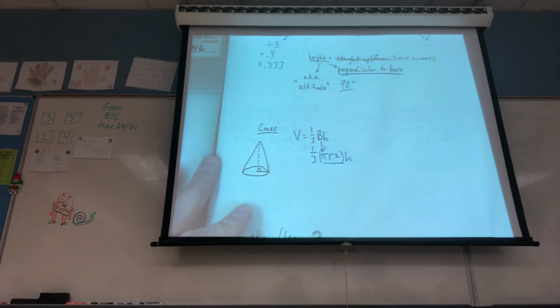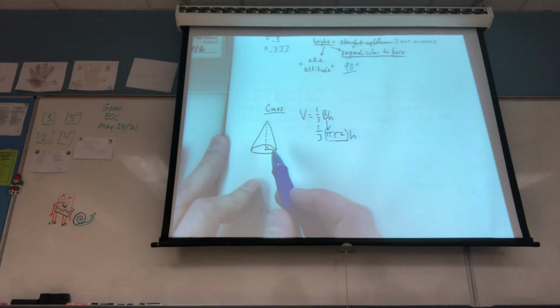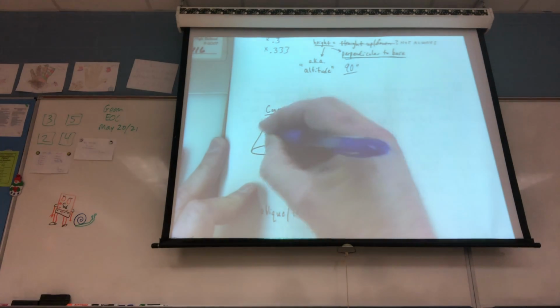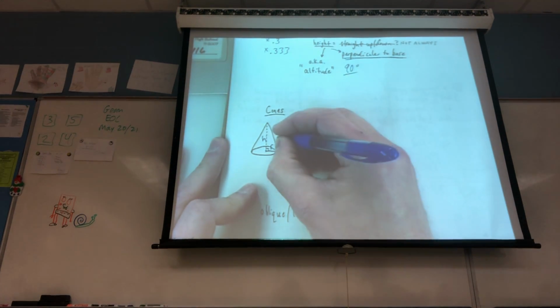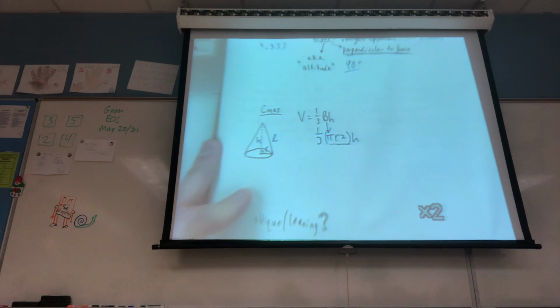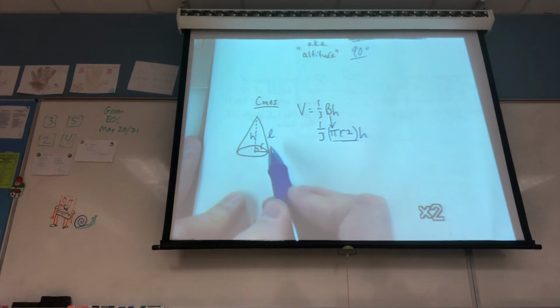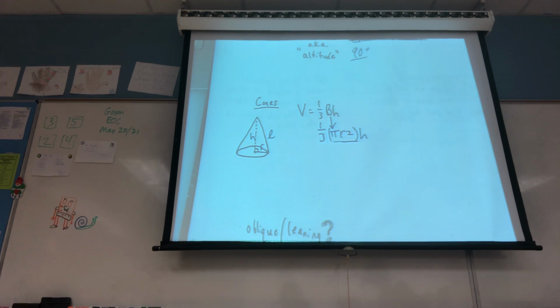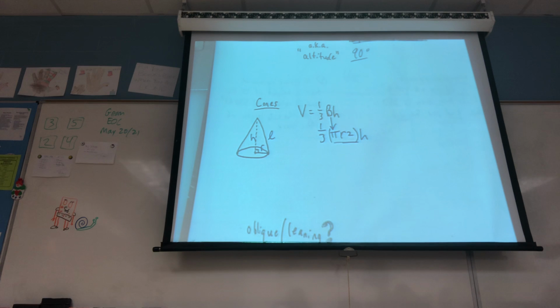And guys, remember, if you look at the cone, even for pyramids sometimes, you've got a right triangle. You've got the height, the radius, and the slant height. And see how they all three make a right triangle. So sometimes you have to solve for it by using the Pythagorean theorem. So don't forget, you might have to do that to get the height.